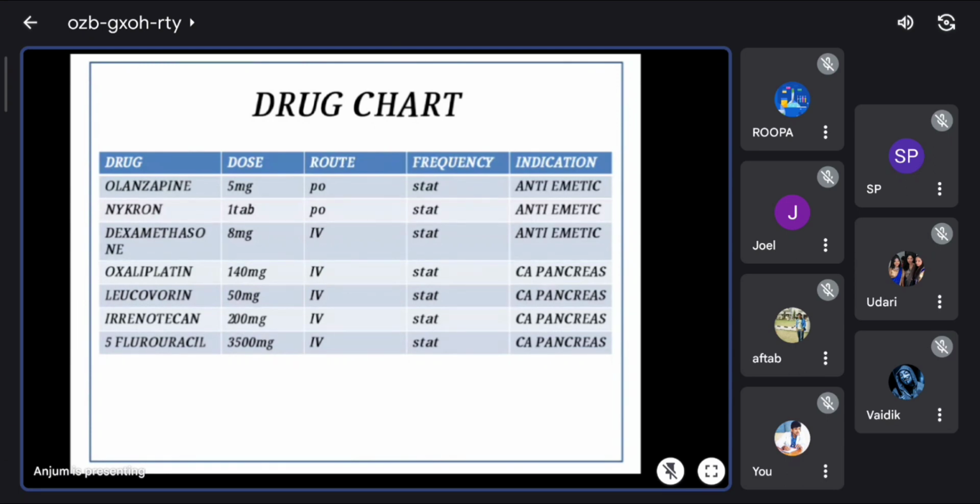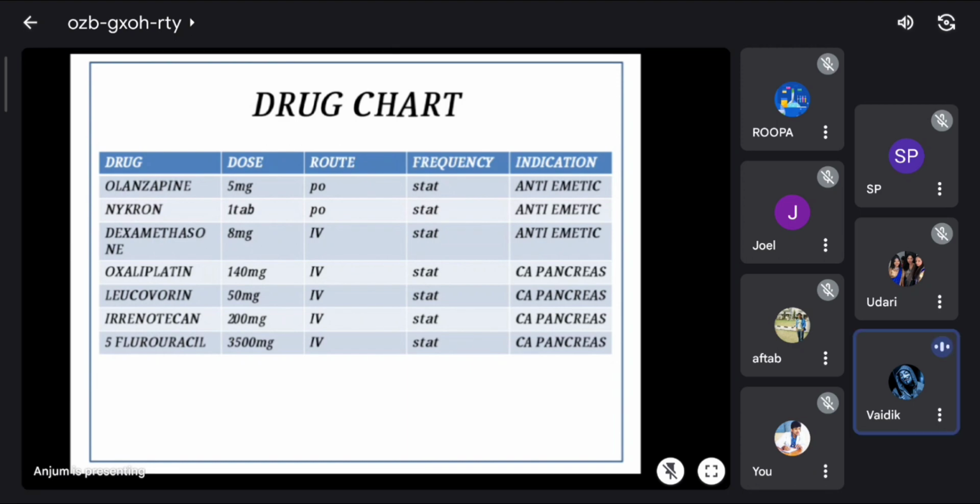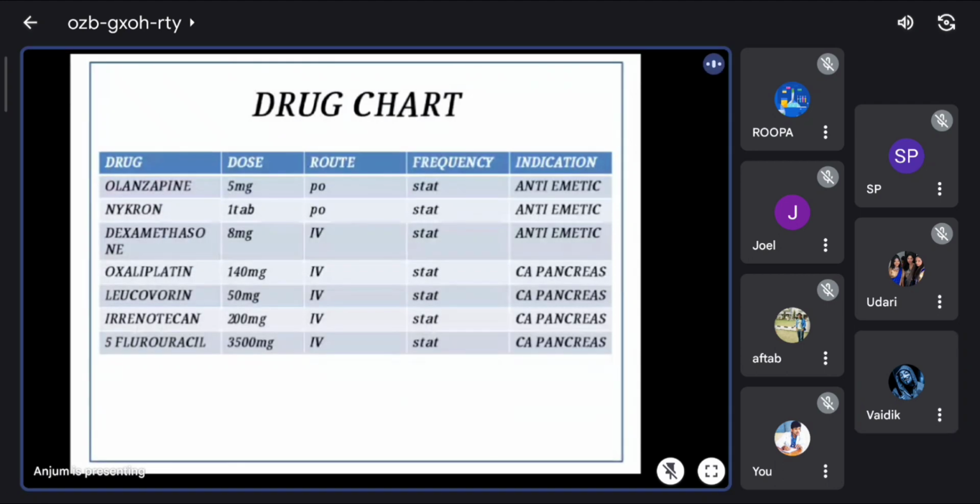We have learned in toxicology that some drugs like diazepam can be used as antiemetics, if you remember. The same way, olanzapine and dexamethasone have an antiemetic effect. For antiemetics we have different regimens. What is the major side effect of chemotherapy drugs? One of the major ones: nausea and vomiting. Very good.